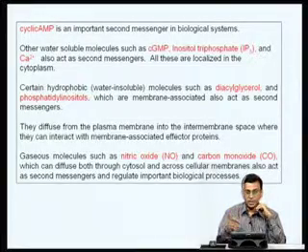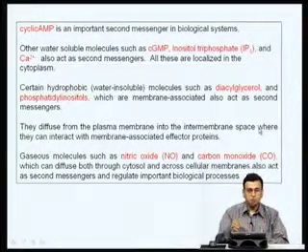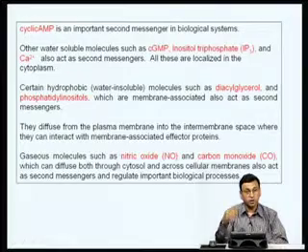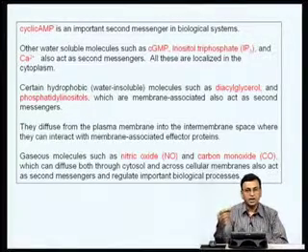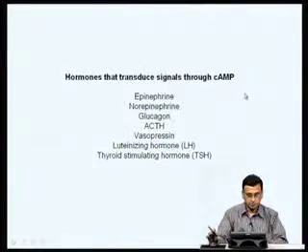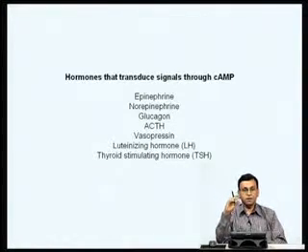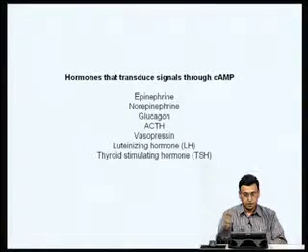In the next class, we will discuss the other small molecules like cyclic GMP, inositol triphosphate, diacylglycerol, phosphatidylinositols and other gaseous molecules, how they function as second messengers and how they activate gene expression programs. Now, what are the hormones which, when they interact with specific membrane receptors, result in the synthesis of cyclic AMP? I have listed them here.